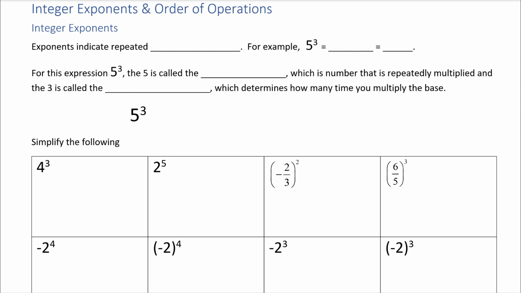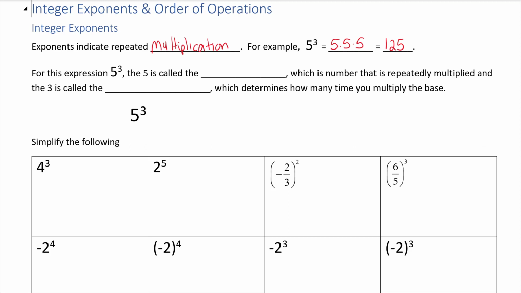In this lesson, we'll be learning about integer exponents and order of operation. First, for integer exponents, we need to learn that exponents are just repeated multiplication. For example, 5 cubed means 5 times 5 times 5, or 5 multiplied by itself 3 times. So we're repeatedly multiplying by 5; whatever the number of the exponent is, that's how many times you do it. So 5 times 5 times 5 is 125.